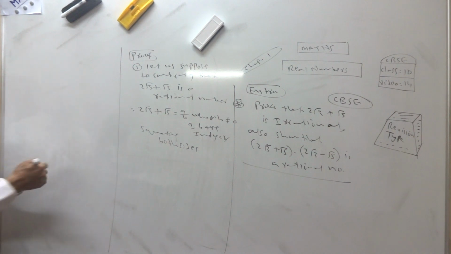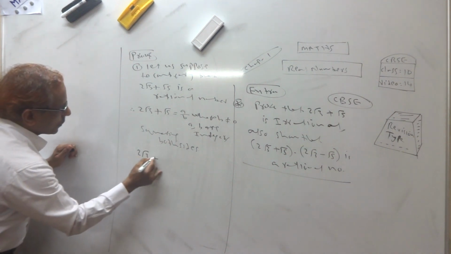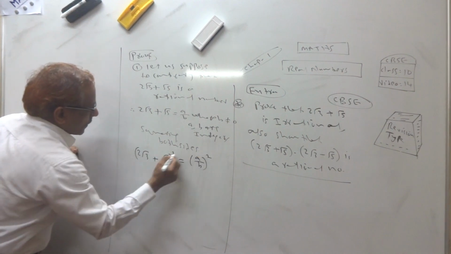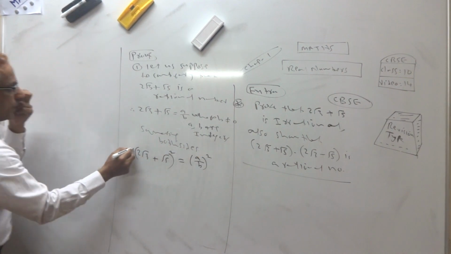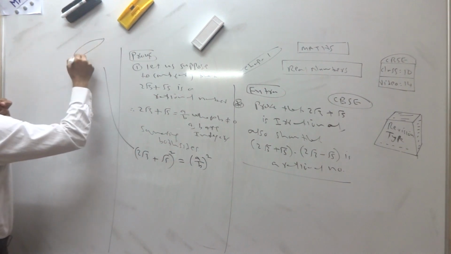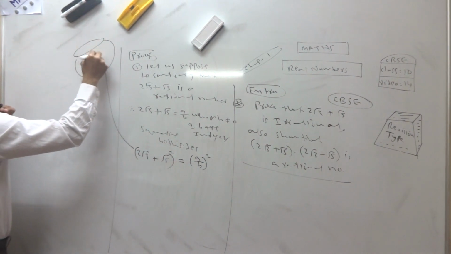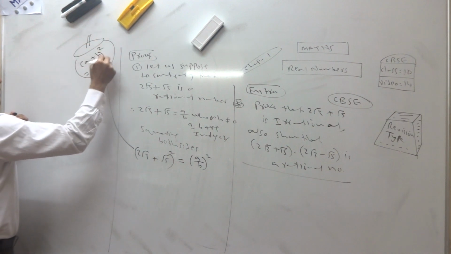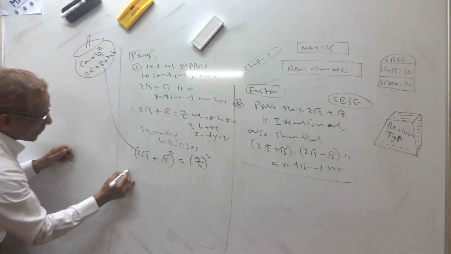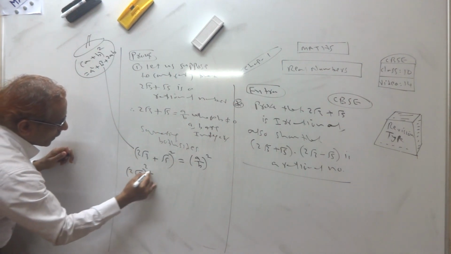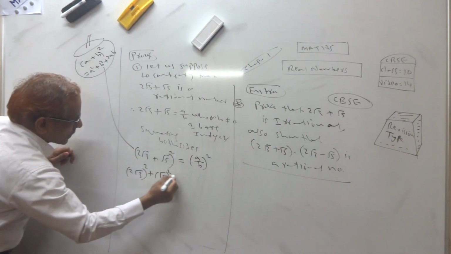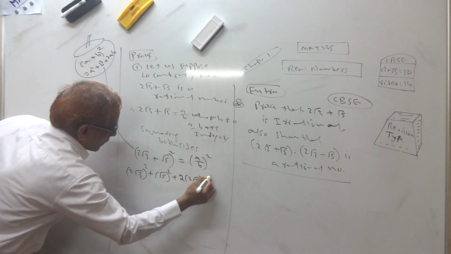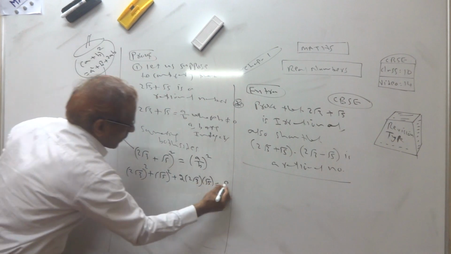Yes, please see. If we take squaring both sides, (2 root 3 + root 5) squared equals (a/b) squared, then we use the identity (a + b) squared. What is (a + b) squared? a squared plus b squared plus 2ab. So here, a squared plus b squared plus 2ab is equal to a squared by b squared.